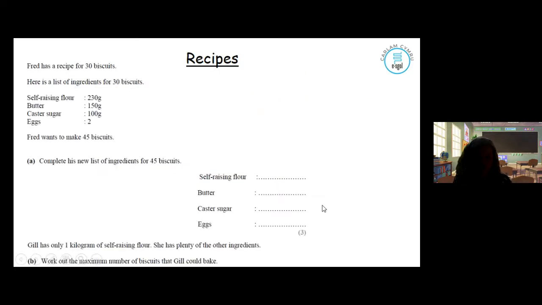All right then, if you could try this next question, have a go at part A, have a read of part B, and if you can try and answer part B, that would be brilliant. I will go through this in a couple of seconds. If you want to pause the video, please.